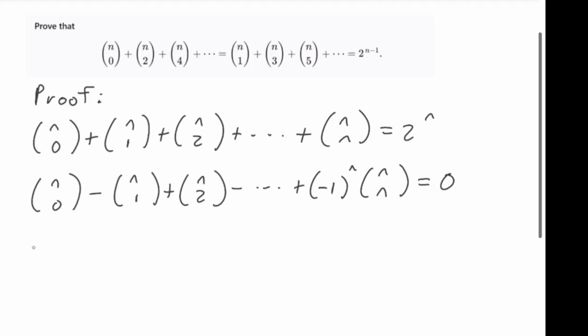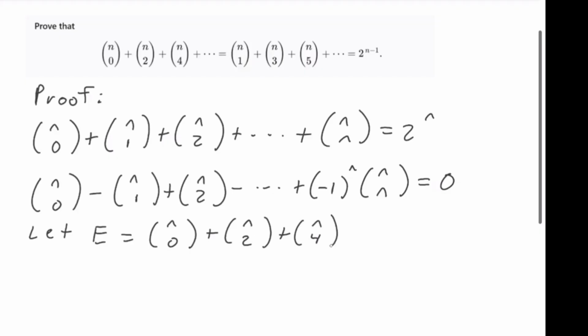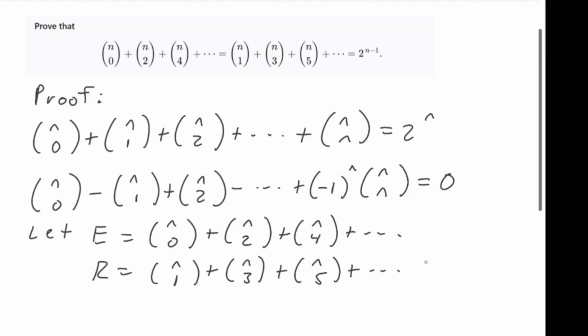Okay, so the first thing I'm going to do is let e equal this sum here. So that's n choose 0 plus n choose 2 plus n choose 4 plus dot dot dot. And I'm going to let r be equal to this sum here. So that's n choose 1 plus n choose 3 plus n choose 5 plus dot dot dot.